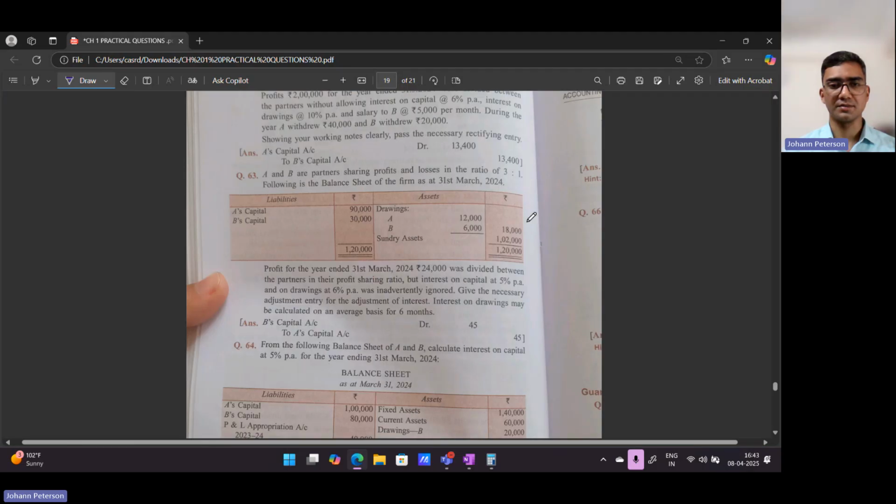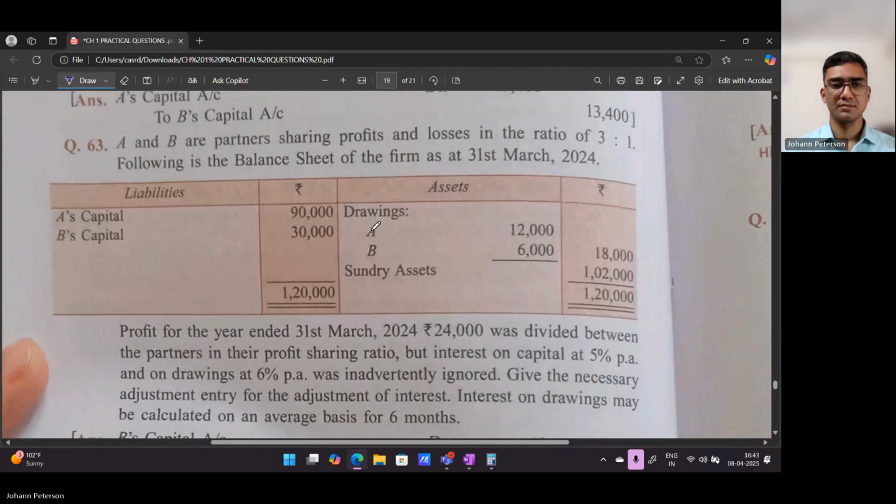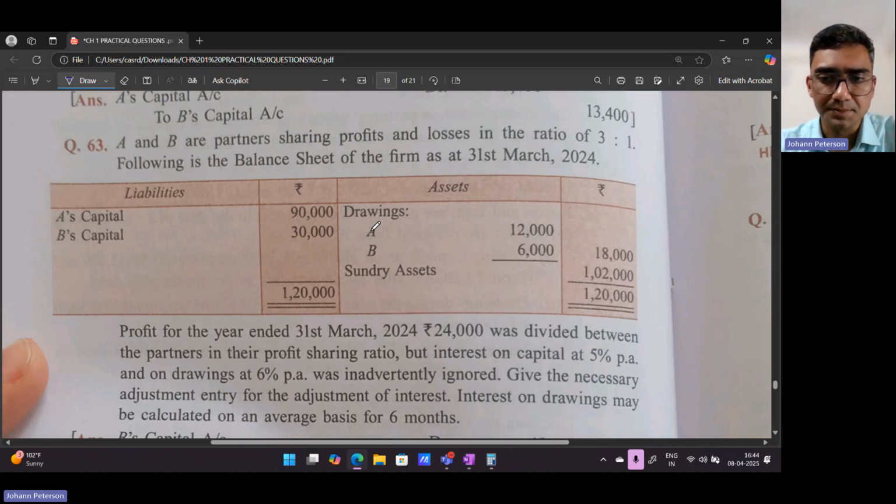Let's see question 63. This one says A, B are partners sharing profits and losses in 3:1. The following is the balance sheet of the firm as of 31st March 24. So within the balance sheet now, we have A's capital written, B's capital written, which implies these are our closing balances. Then we have the drawings mentioned, A's drawings and B's drawings, and the sundry assets.